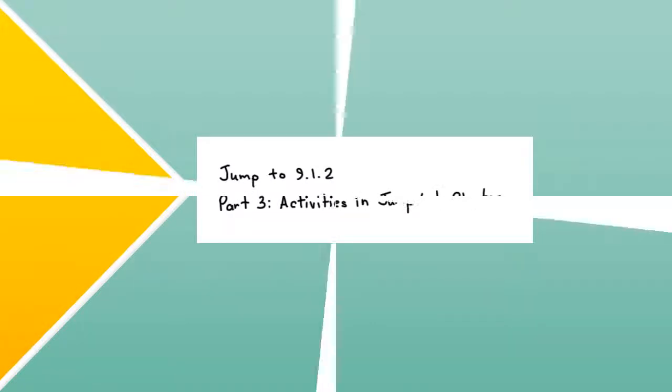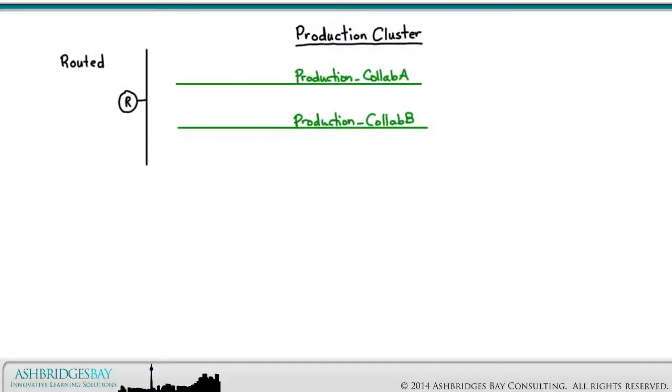Welcome to our whiteboard drawing, Jump to 9.1.2, Activities in Clusters. In this drawing, we'll describe the activities in the Jump Lab clusters. First, let's look at our production cluster, which uses the Production Collaboration VLANs. These are routed production VLANs.